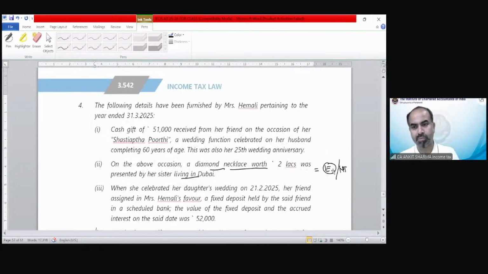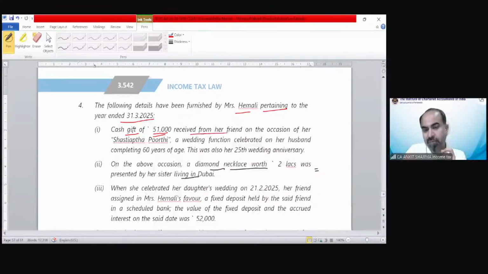Moving on to question number 4. The following details have been furnished by Mrs. Hemali. It's a very interesting question, pertaining to the year ended on 31st March 2025. A cash gift of 51,000 was received from her friend on the occasion of her Shashti Abda Poorti, a function celebrated on her husband completing 60 years of age. This was also her 25th wedding anniversary. So what should be the treatment of this 51,000? Whether it should be taxable or exempted, depending upon the condition.